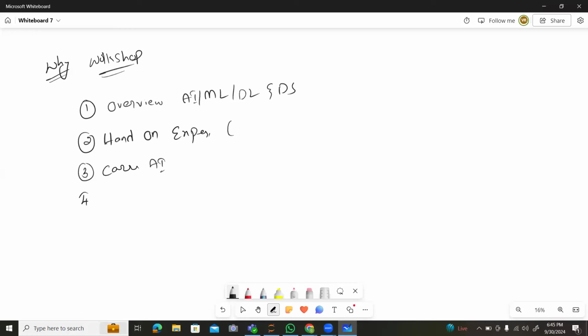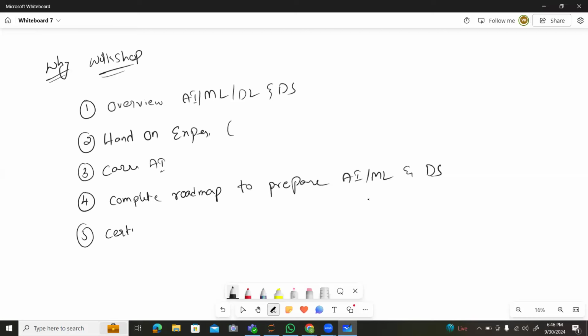And the fourth one, you will get a complete roadmap to prepare for AI, ML, and data science. In this workshop of 5 days, we will discuss each and everything. And finally, you will get a certificate of the workshop.